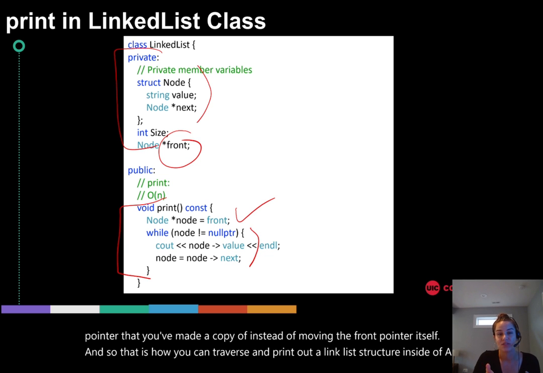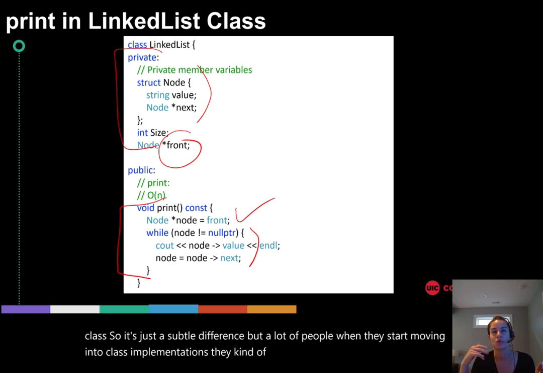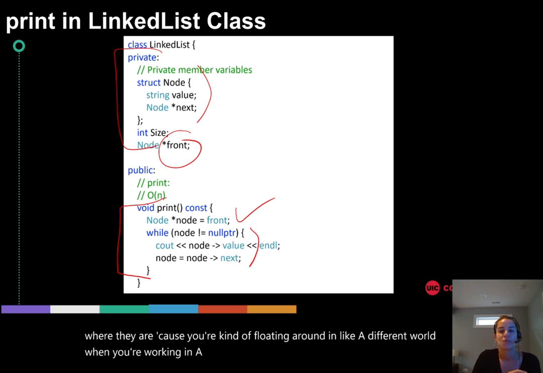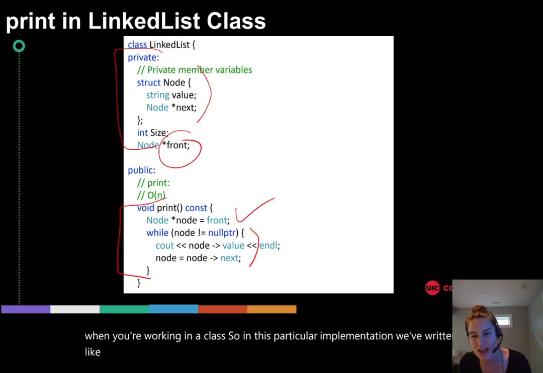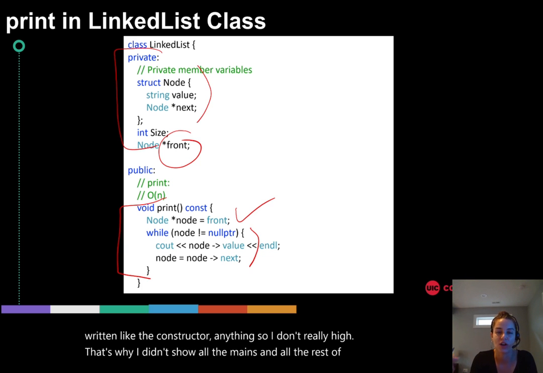So it's just a subtle difference, but a lot of people, when they start moving into class implementations, kind of get lost of what the object is or where they are, because you're kind of floating around in a different world when you're working in a class. So in this particular implementation, we haven't written the constructor or anything, so that's why I didn't show all the mains. In all the rest of the videos, I'm going to actually show you how to call it in main.